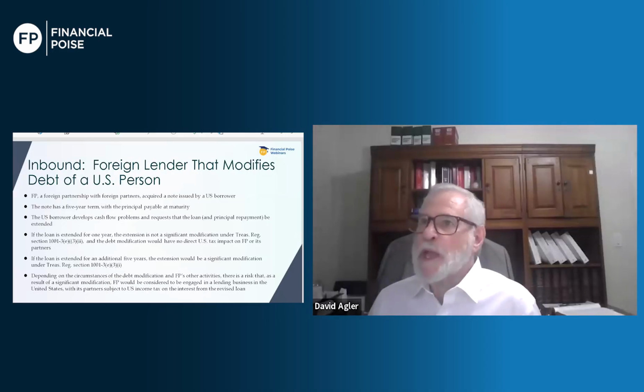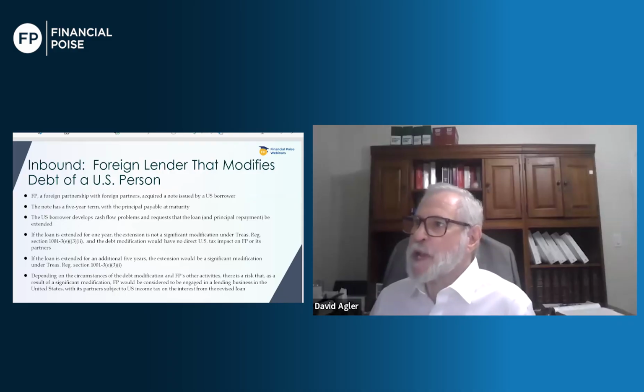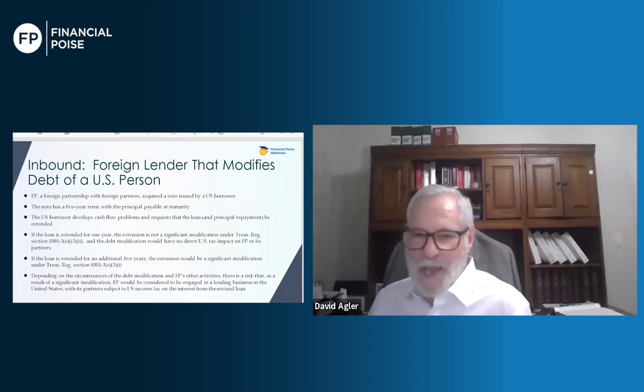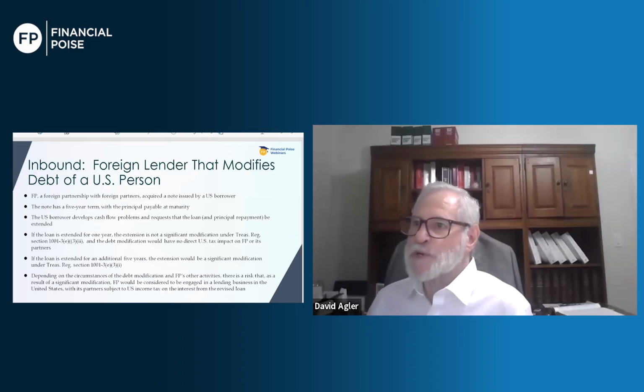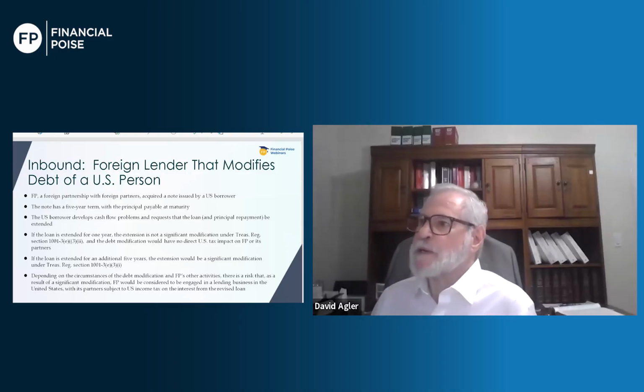Yes, in the example we have a foreign partnership with foreign partners that acquired a note issued by a U.S. borrower. For simplicity, let's assume that the acquisition of the note occurred at original issue. You can talk about what happens if it purchases the note at a discount. But this note has a 5-year term, principal payable at maturity. The U.S. borrower develops cash flow problems and requests that the loan and principal payments be extended. So the loan is extended 1 year, and the extension is not a significant modification.